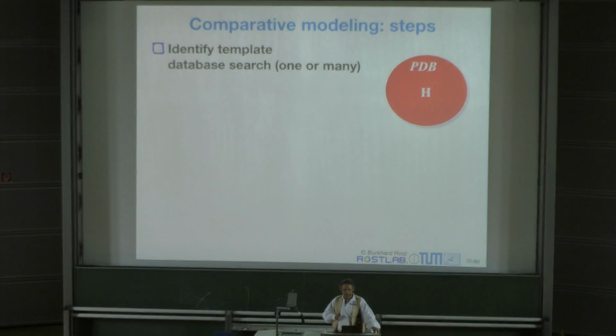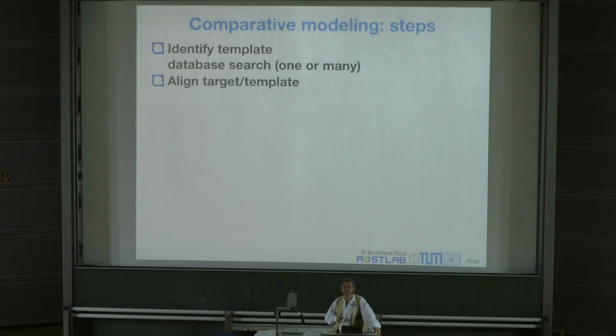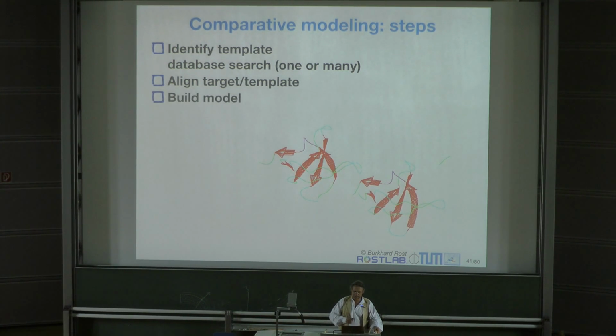And again, the first step is to identify the template. That you do by simple sequence alignment. So you take your sequence, align it against the entire protein database, and find the one that is most similar. If you don't find any, end of story. If you do find one, then the methods that I will talk about today will begin. So we find a template, we build a model.